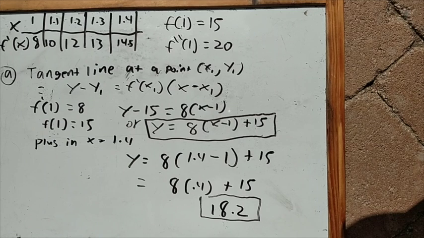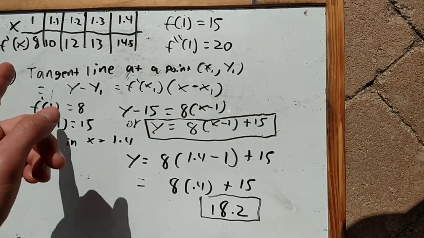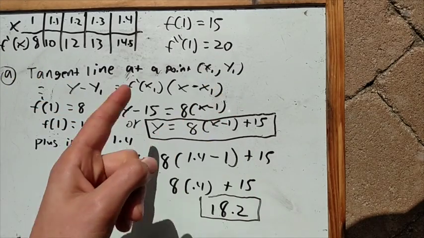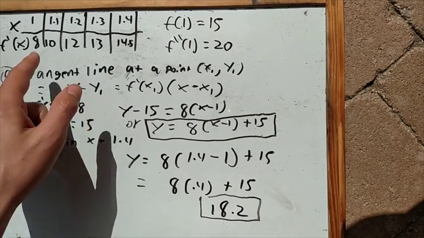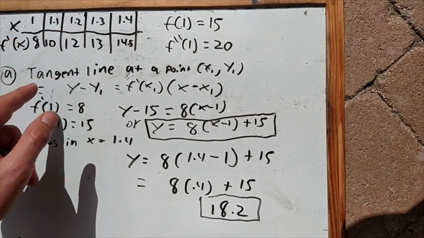The first thing you need to do to get the first point of this problem, which is worth 2 points, is to find the tangent line of f of x at x equals 1. For any equation where you want to find the tangent line at a point, you can use this formula if you're given the y value and the x value for that point.